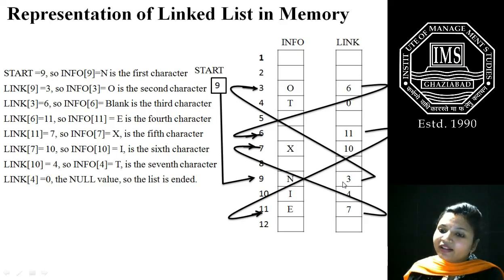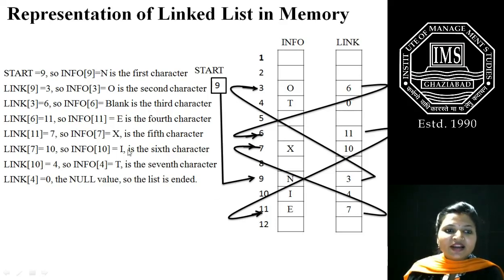The second part of this node is containing the index of the other character that comes after this node. So it is containing the address, index of the other node, that is 3. So after N, O will come, then the next node address is 6, then 6 comes, the info part of this is blank, so not to worry about that. The next node after that is 11, so we will move to E.